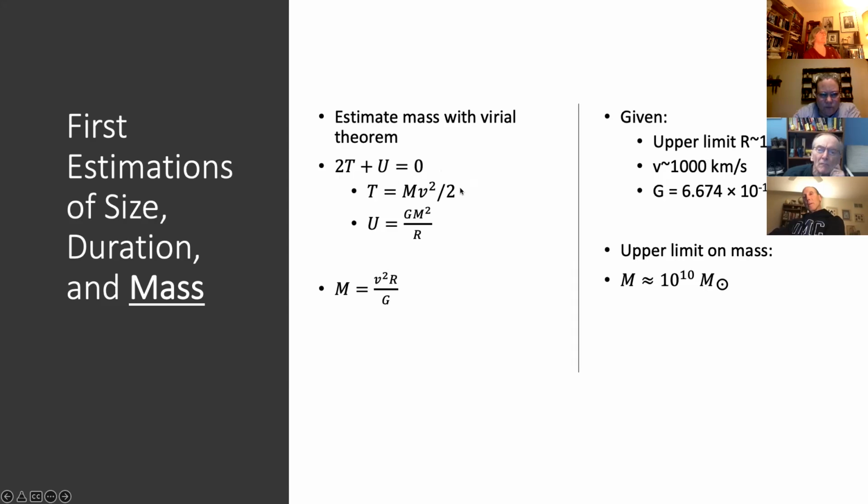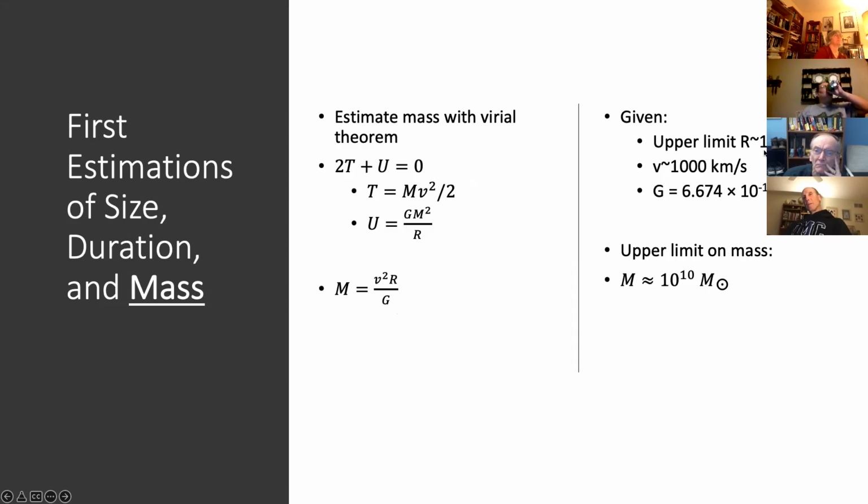If we say that the kinetic energy is the mass of the galaxy times the average velocity of the gas squared divided by 2, 1/2 mv squared, and that the gravitational potential is about G, the gravitational constant, times the mass enclosed squared over the average distance between objects, then we can rearrange this to say that mass is velocity squared times the size of our object divided by the gravitational constant.